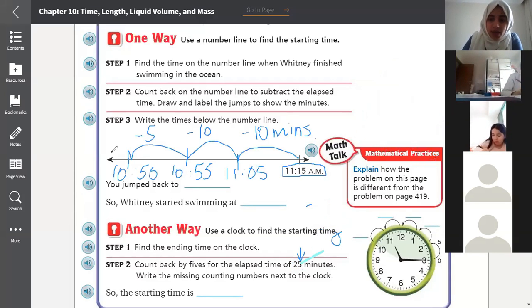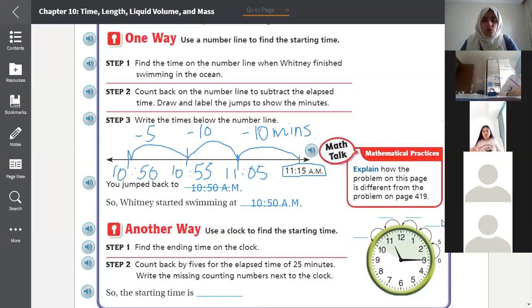And is it AM or PM? AM. It's AM. Good job. So 10:50 AM, and because we jumped back to 10:50 AM, the start time is going to be also 10:50 AM.